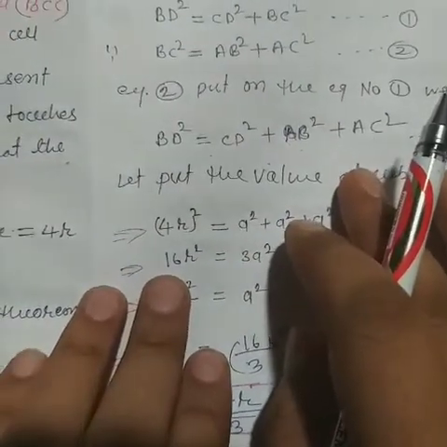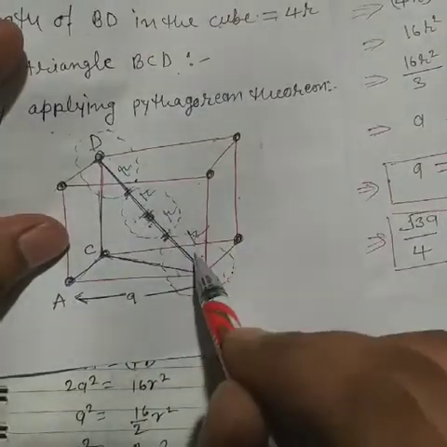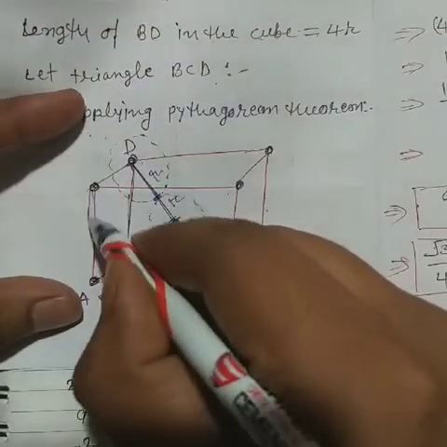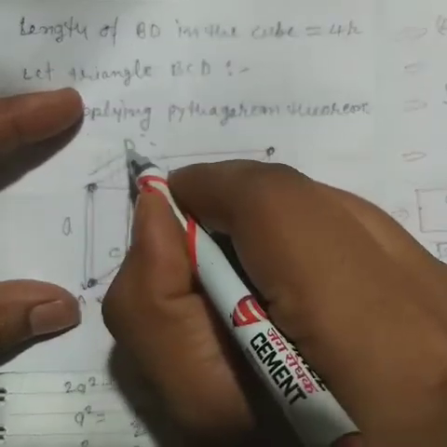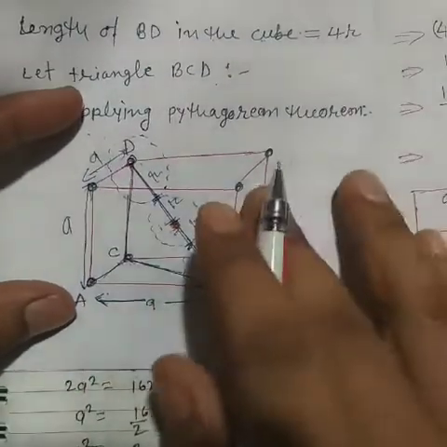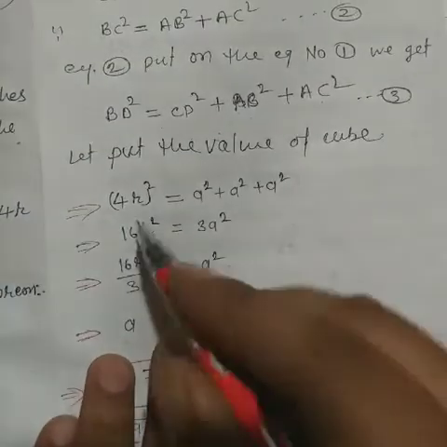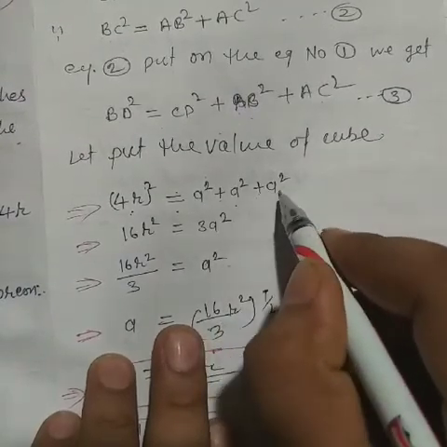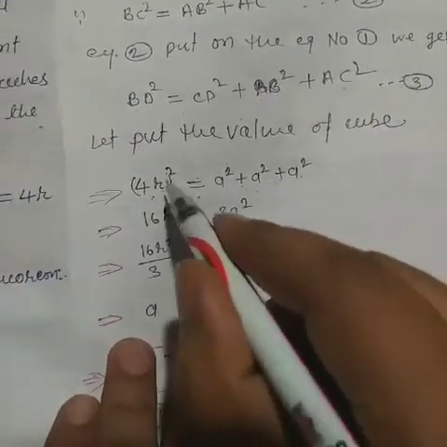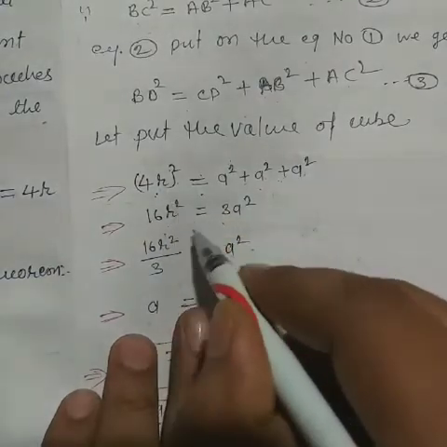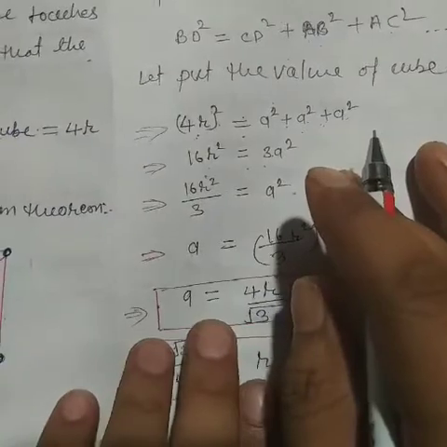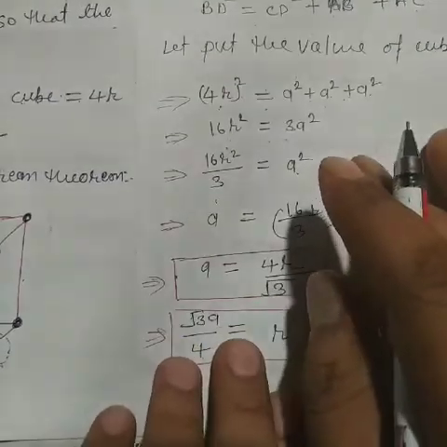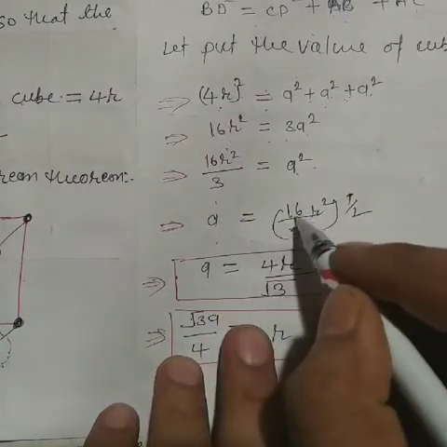Now we put in the values. BD is 4R, and here it is a, here it is a, and here it is also a. How many a? That means 3 a, B, C. So now we move on. 4R square equals a square plus a square plus a square, because all edge lengths are equal. So we expand the values. Now we get 16R square equals 3a square. Now finally we get a square equals 16 by 3 R square.